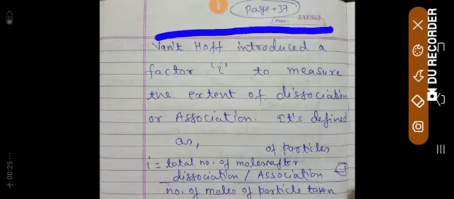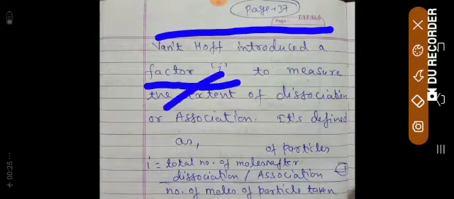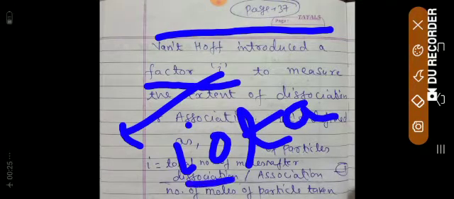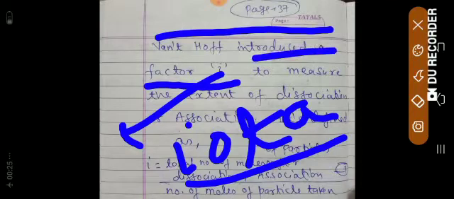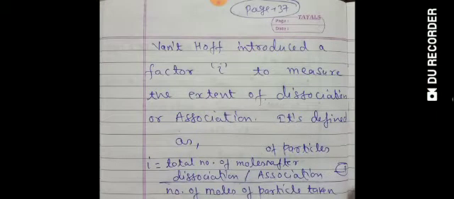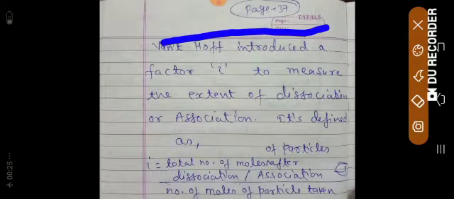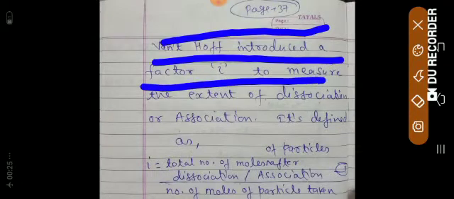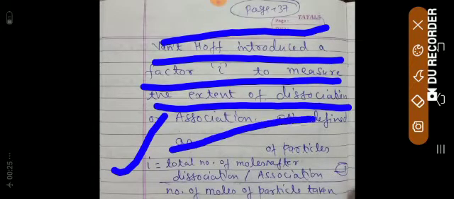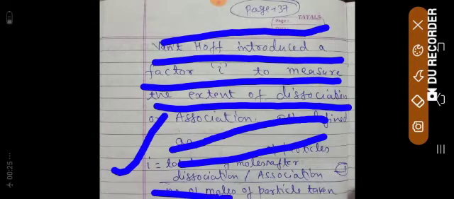Van't Hoff introduced a factor i. What is i? That is iota. What is the pronunciation of i? That is iota. Van't Hoff introduced the factor iota to measure the extent of dissociation or association. I am going to show you one more time. It is defined as the total number of particles or molecules after dissociation or association divided by the number of particles taken.